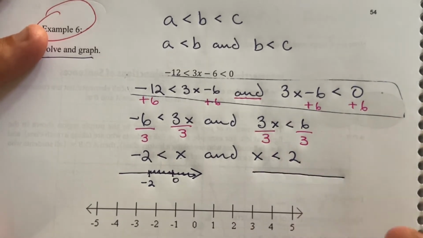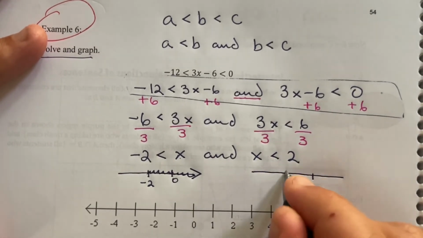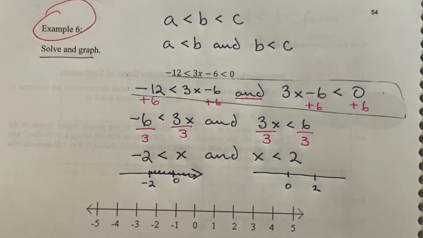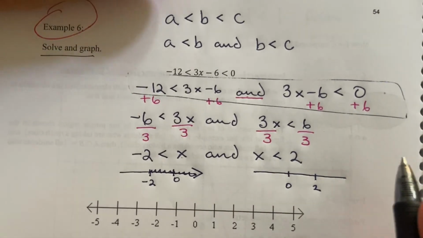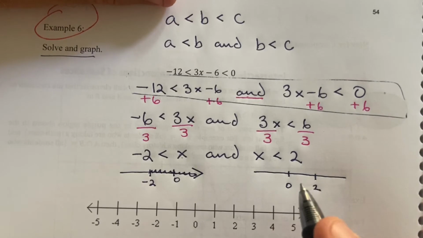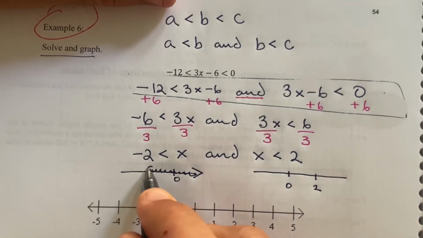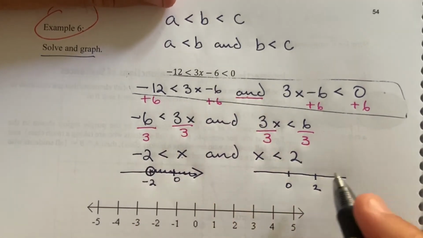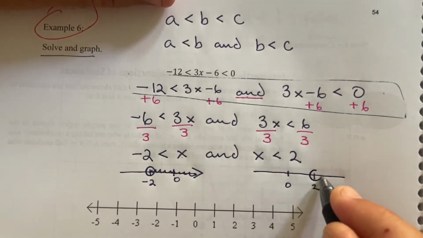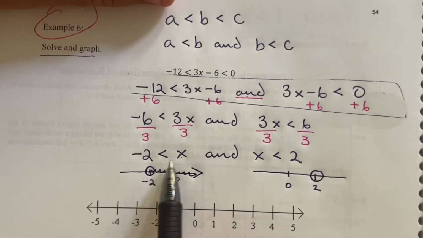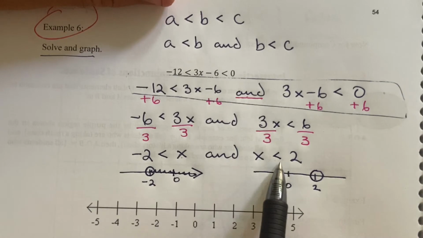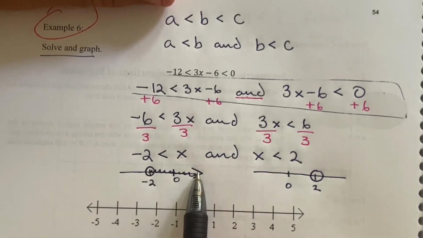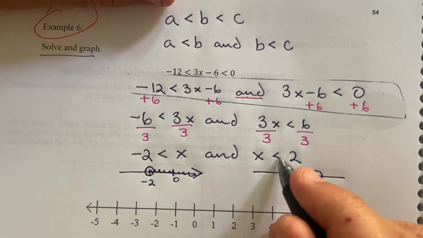Over here on this piece, if this is 2, this is 0, then everything, so by the way, this is an open dot. I don't know if I explained that at all. This is an open dot. Why is it open? Because these don't include. So we're not including actually negative 2. We're going right up to negative 2 and then everything above. And then this is x is less than 2.